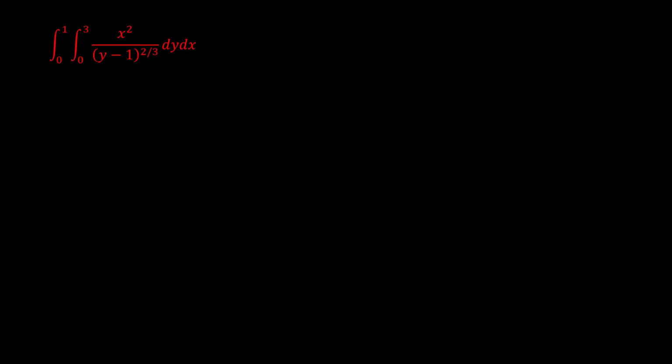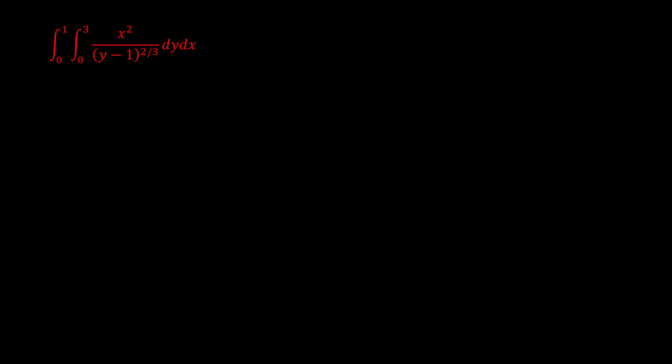Let me show you another improper double integral. Integral 0 to 1, integral 0 to 3 of x to the 2 over y minus 1 to the power of 2/3 dy dx. Because this function has two parts. One part is only in terms of x, the other part is only in terms of y. And the region of the integral is rectangular. We can separate x and y and we can write this double integral in the form of a product of two single integrals.